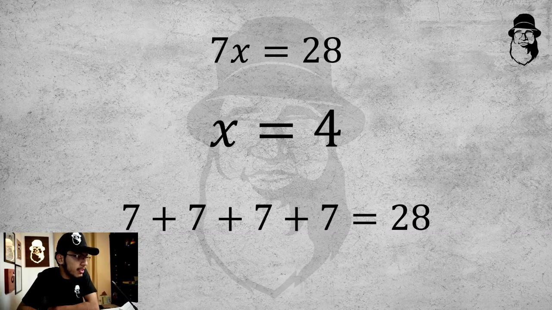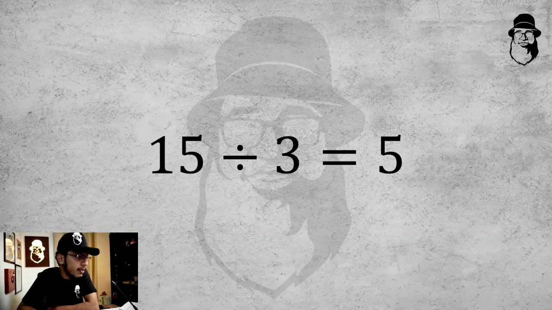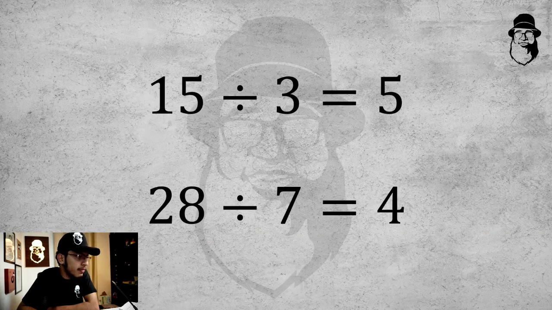Again notice that the easy way to get the answer is to divide the number on the right by the number on the left. 15 divided by 3 is 5 and 28 divided by 7 is 4. And if x is divided by a number, we would expect to multiply.